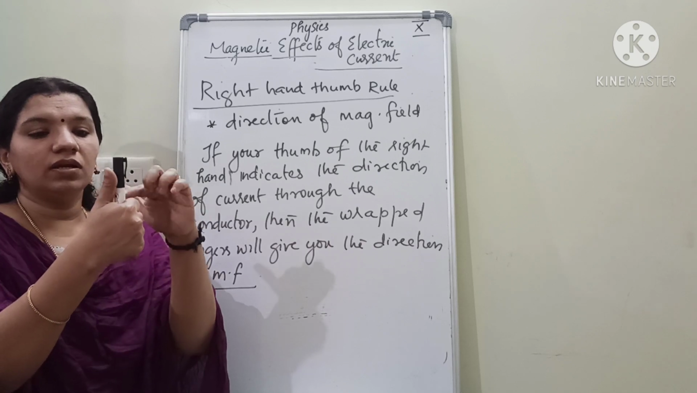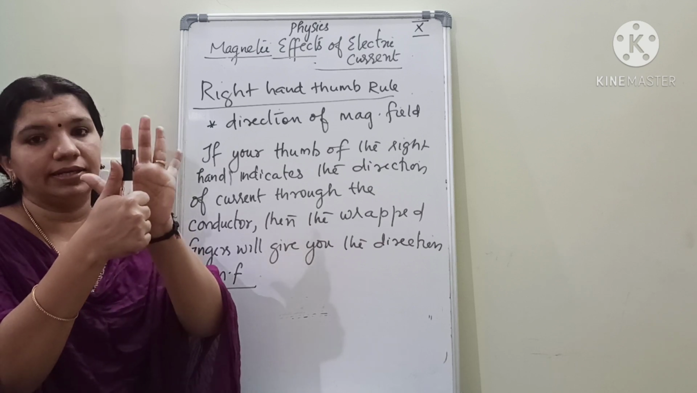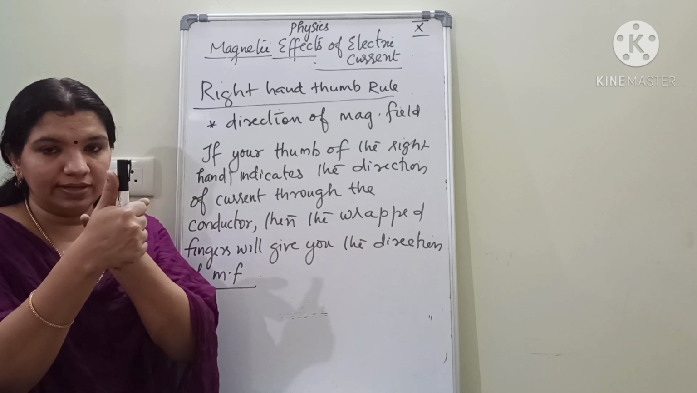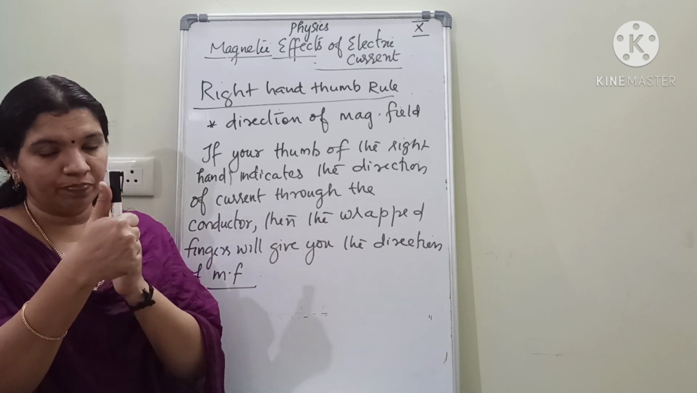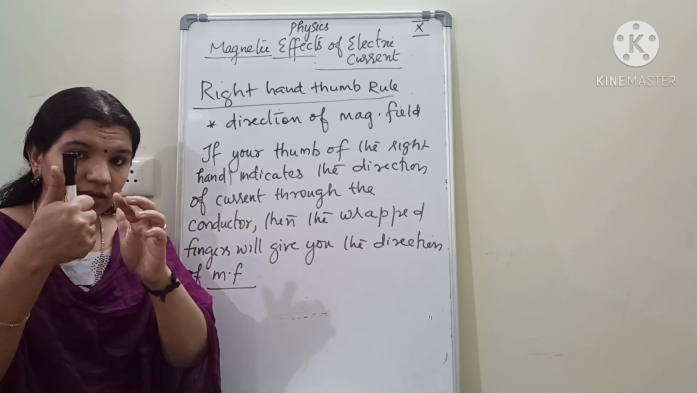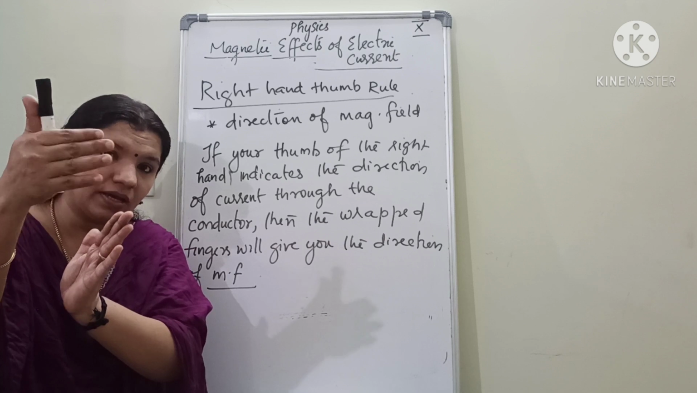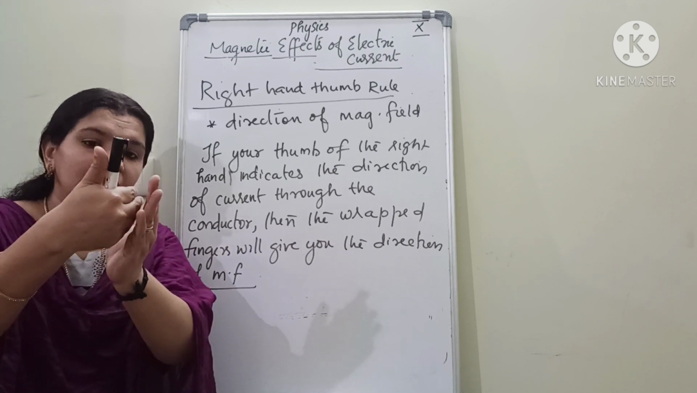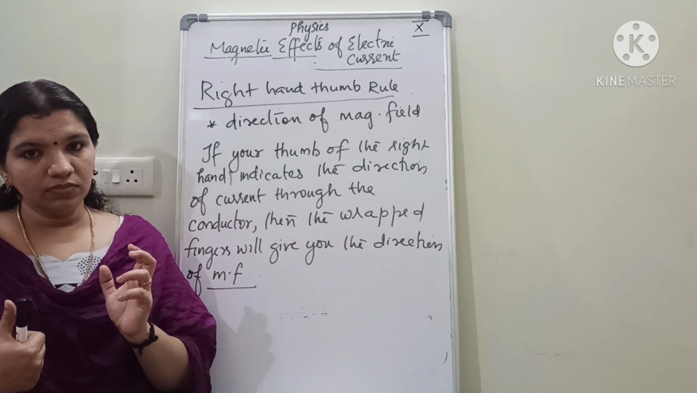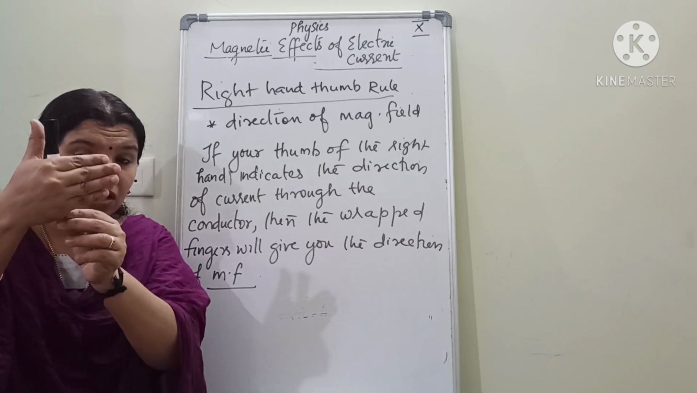Now listen. If this is your thumb, the thumb points in the direction of current. In this case, what is the direction of current? In the upward direction. So according to the rule, if the thumb points in the direction of current, you can see the curled, other four fingers wrapping the conductor. Then the wrapped fingers will give you the direction of what? Magnetic field.